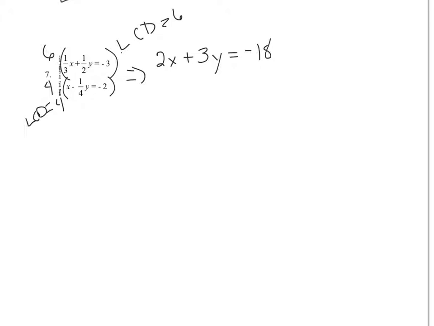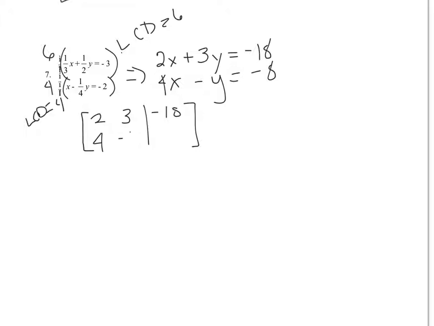Multiply the bottom equation by 4. 4 times x is 4x. 4 times negative 1/4 y is a negative 1y, so we can just write negative y. And 4 times negative 2 is negative 8. Okay, matrix time. We have a 2 and a 3 and a negative 18 in the top row, and a 4 and a negative 1 and a negative 8 in the bottom row.